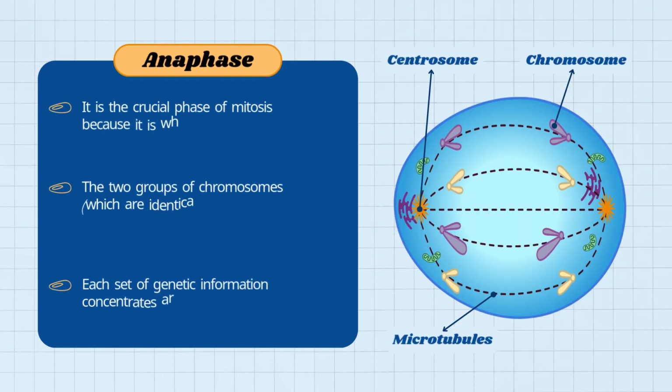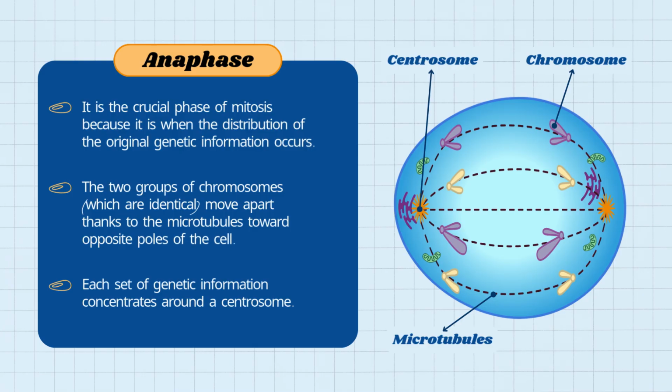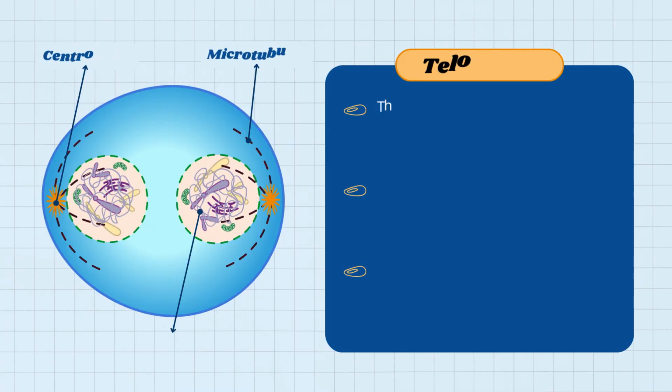Anaphase is the crucial phase of mitosis because it's when the distribution of the original genetic information occurs. The two groups of chromosomes move apart thanks to the microtubules toward opposite poles of the cell. Each set of genetic information concentrates around a centrosome.